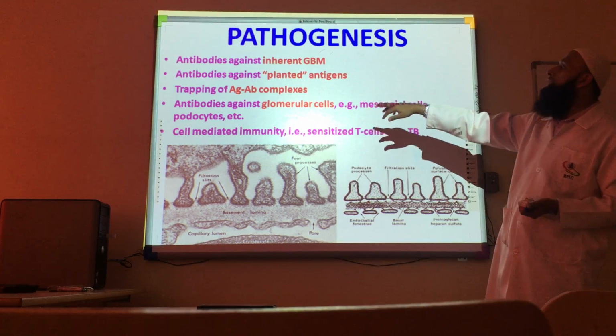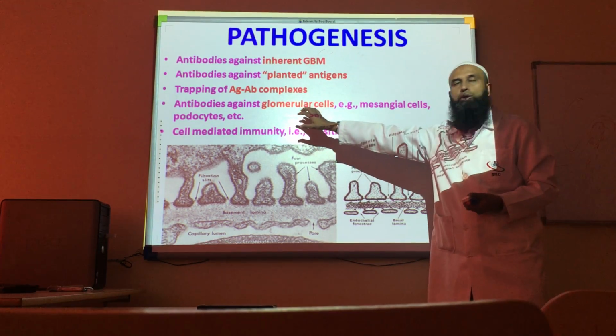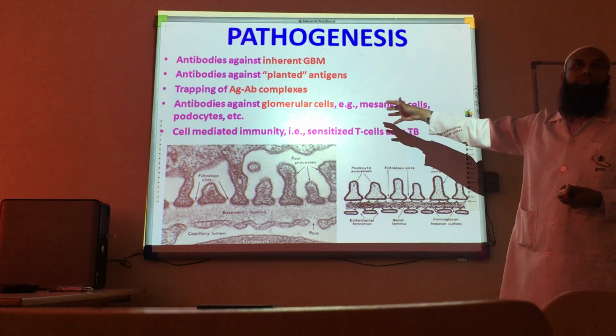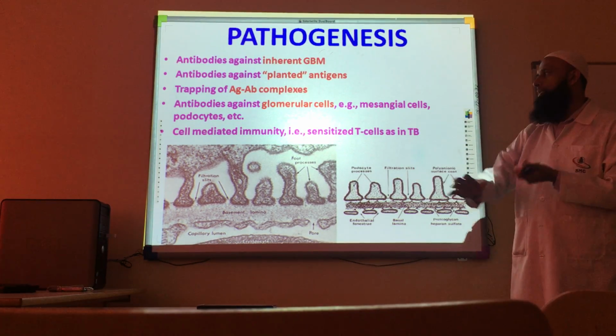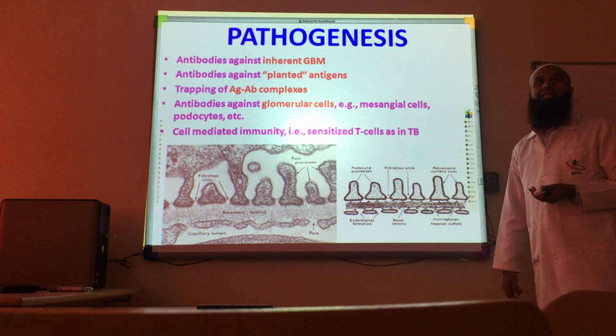Then there could be antibodies against the glomerular cells, for example against mesangial cells and against podocytes. As we discussed, these are normal structures, and there could be antibodies directly against them. Or sometimes there could be cell-mediated immunity, with some sensitized T cells.